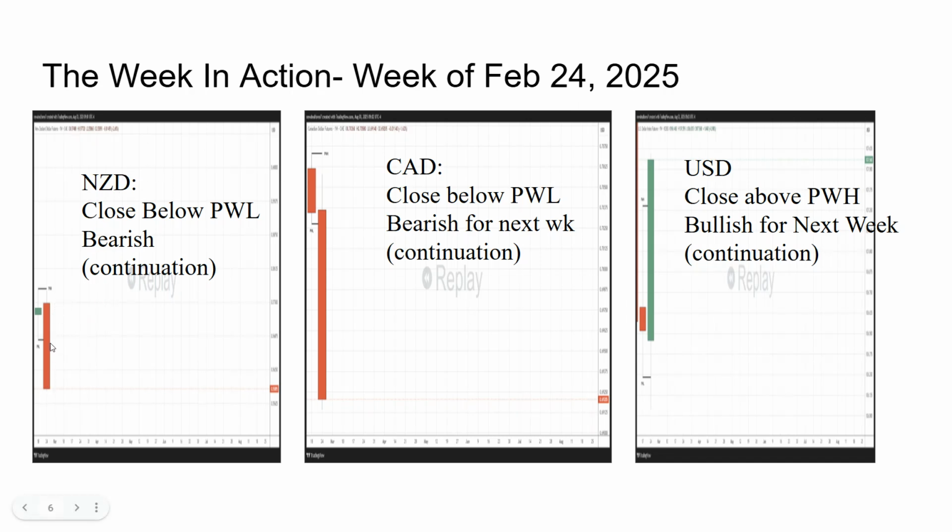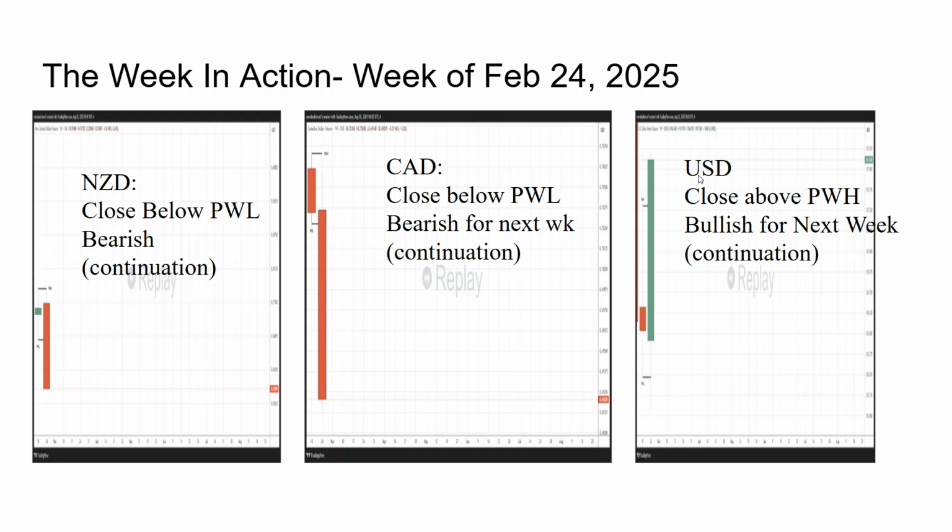See this big red candle here? It closed all the way down here, below the prior week low. You only have to look for two candles, the prior week and the week that just finished. Because it closed down here, we expect NZD to be bearish for the next week. Now the next currency future is the Canadian dollar. See how it closed all the way down here, below the prior week's low, so we expect price to continue. We expect it to be bearish.